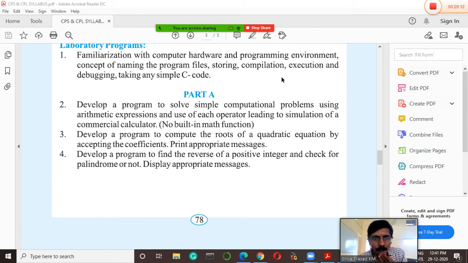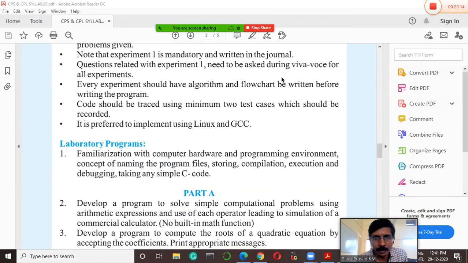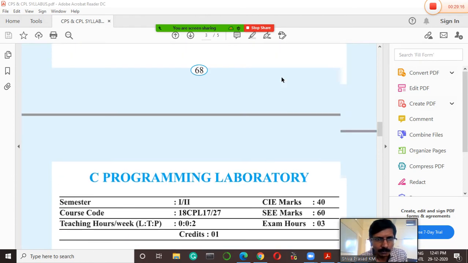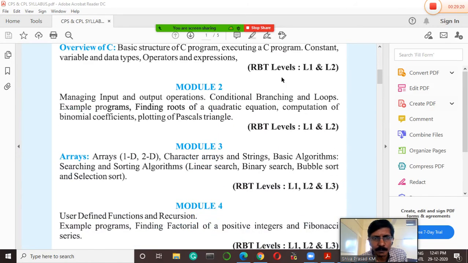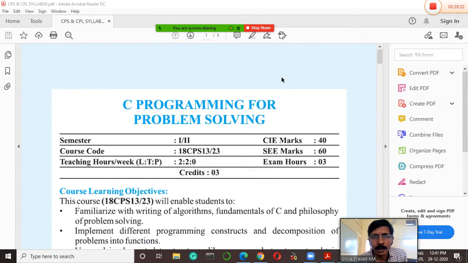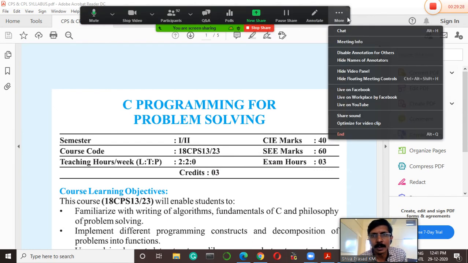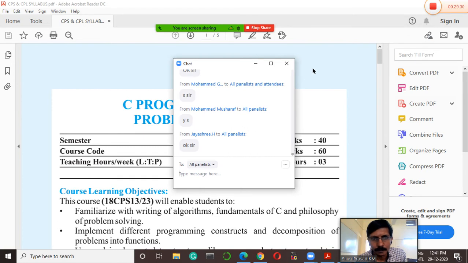Is there any other question that you want to ask regarding this syllabus? Dear students, if you have any question, you can raise your hands or send a message in the chat box. Is everyone clear with this subject? What is this subject actually meant for?